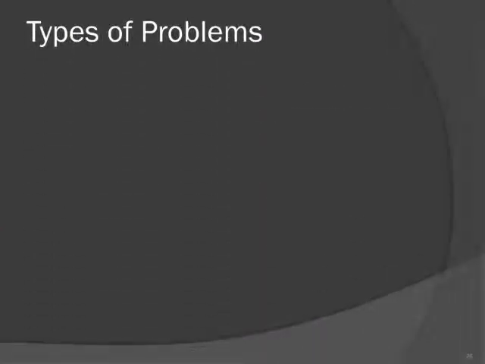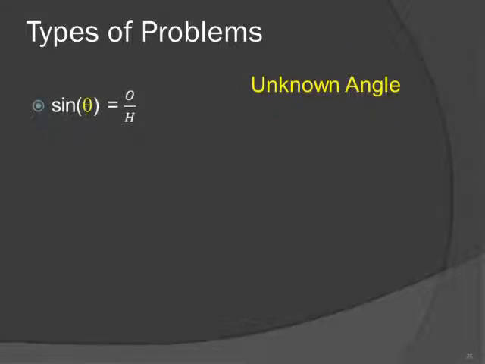Okay, now let's take a look at our third type of problem, unknown angle. So you've got sine of the angle is O over H. Cos of the angle is A over H, and tan of the angle is O over A.